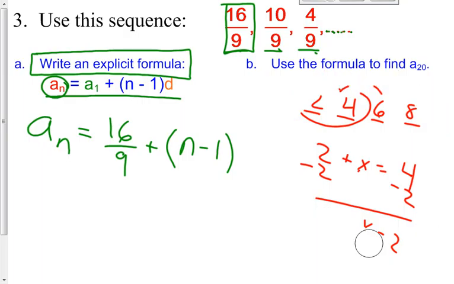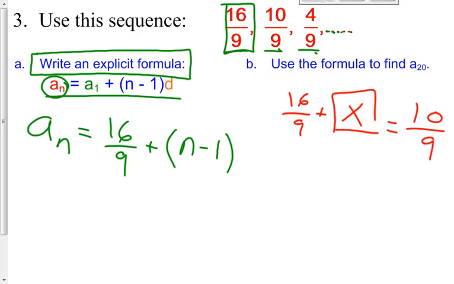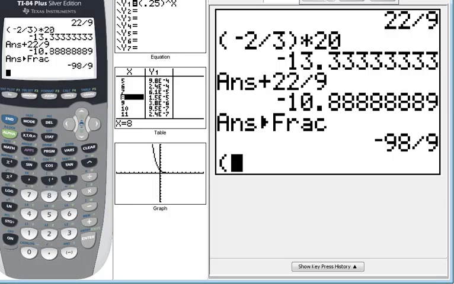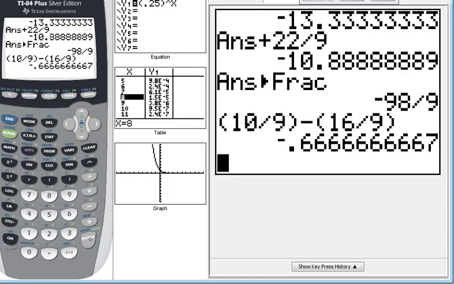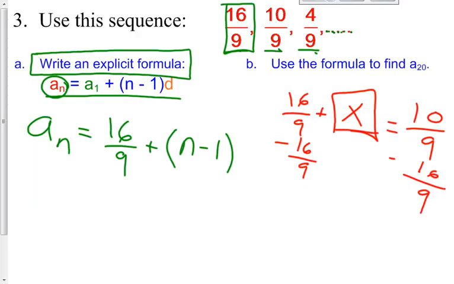If I want to find d, I would say 16/9 plus what number, we'll call it x, equals 10/9. Well, how do you get your common difference all by itself? You would subtract 16/9, of course. So what is 10/9 minus 16/9? We go to our calculator. What is 10/9 minus 16/9? There's our common difference. It's going to be a negative 2/3. Our common difference is a negative 2/3.